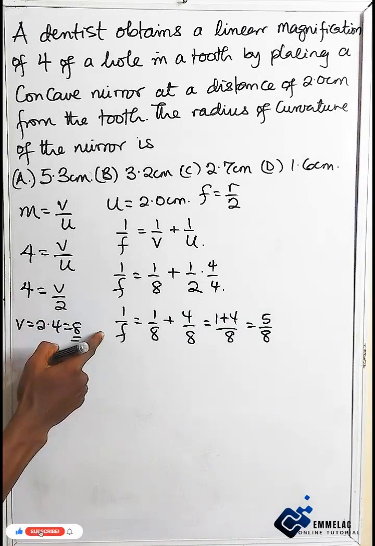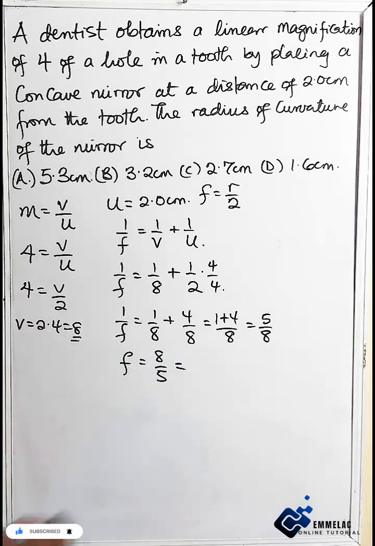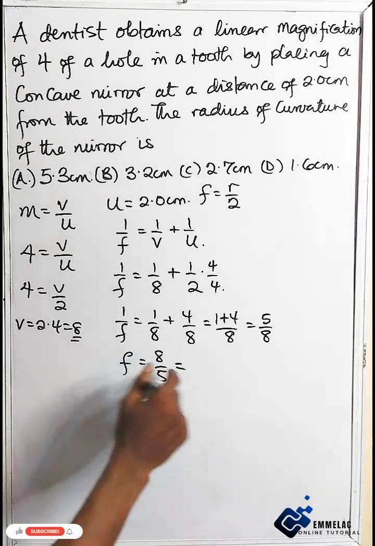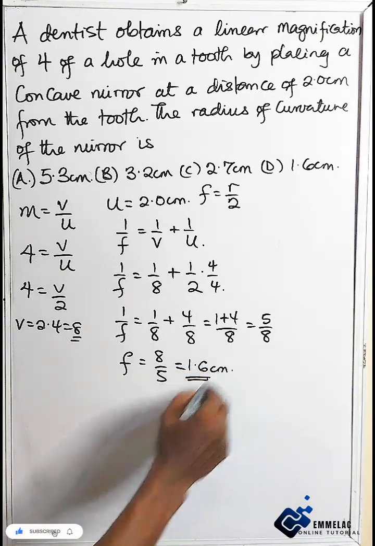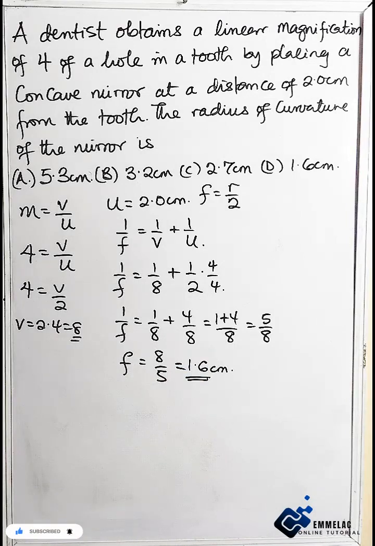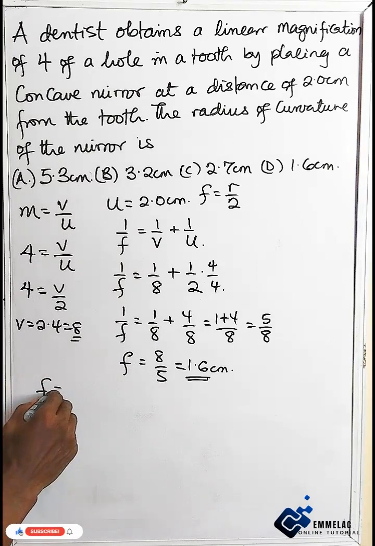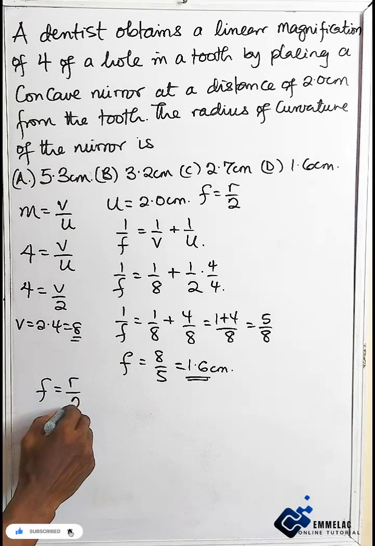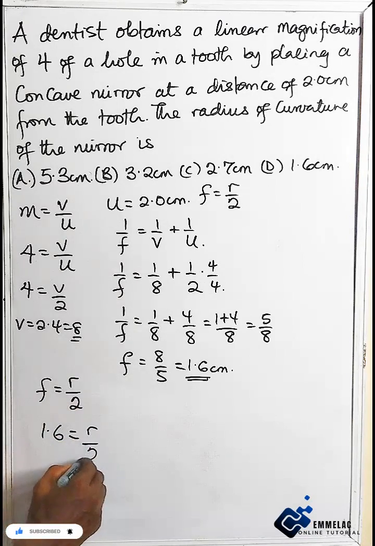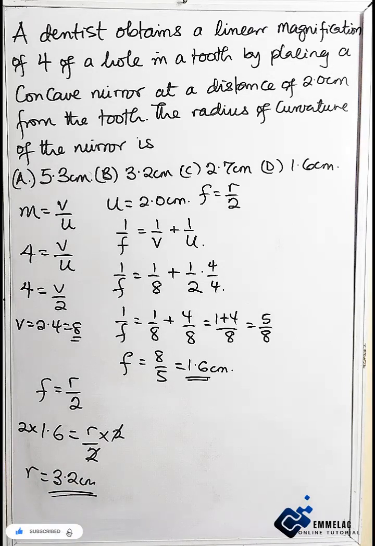And since it is reciprocal here, our F will now be 8 all over 5, which will give us 1.6 centimeter. To this end, F will now be R all over 2. You have 1.6 equals R all over 2. Now multiplying both sides by 2, our R will become 3.2 centimeter.